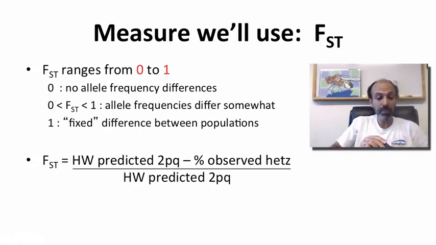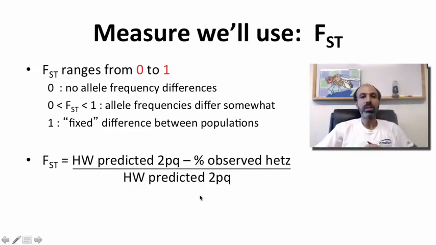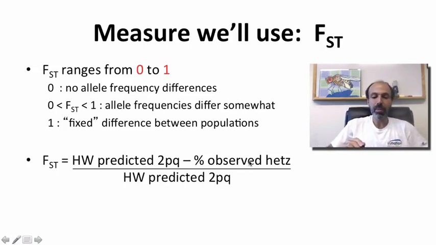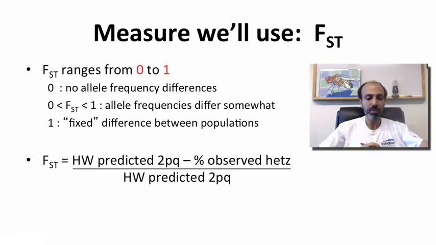Now the measure is very simple. So this FST can be estimated as the Hardy-Weinberg predicted 2PQ, basically what would happen if you were at Hardy-Weinberg, minus the percent observed heterozygotes, divided by the Hardy-Weinberg predicted 2PQ. Essentially, it's the predicted minus the observed over the predicted, which is fairly common. Let me show you an application of this, and you'll see this is very straightforward.